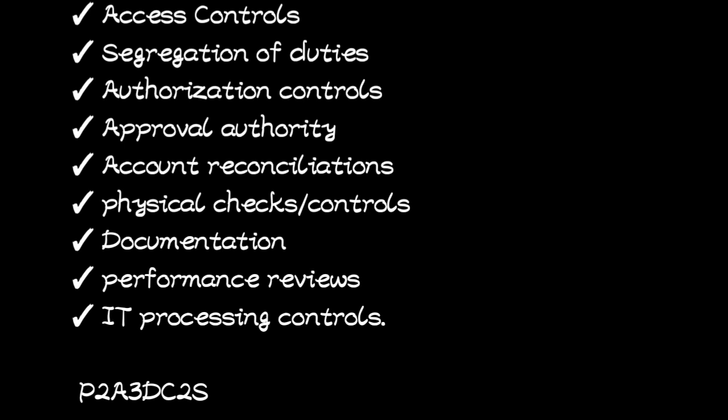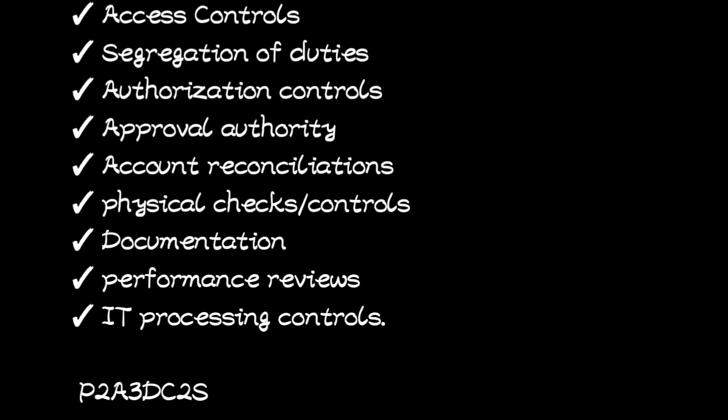First, we have the access controls, then we have segregation of duties, authorization controls, approval authority, account reconciliations, physical checks or controls, documentation, performance reviews, and then IT processing controls. So those are the control activities that we are going to be looking at. We are going to look at each one of them in detail.